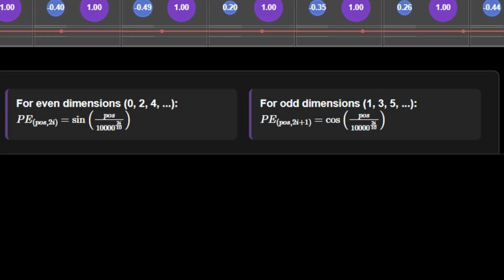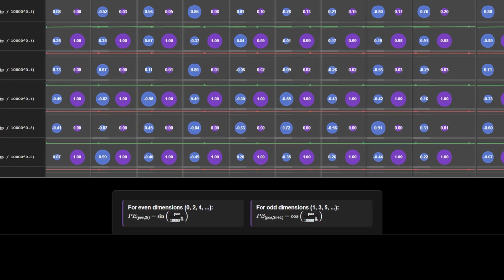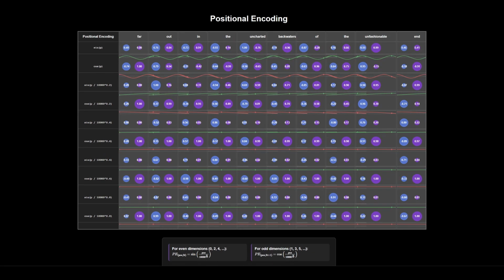This means lower dimensions capture broad position trends, like whether a word is near the start or end of the sentence, while higher dimensions capture fine-grained differences, like the distance between the fifth and sixth words. Together, all these sine and cosine patterns create a unique positional fingerprint for every word in every dimension. No two words share exactly the same combination, even across long sequences.